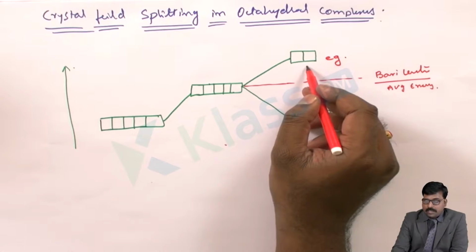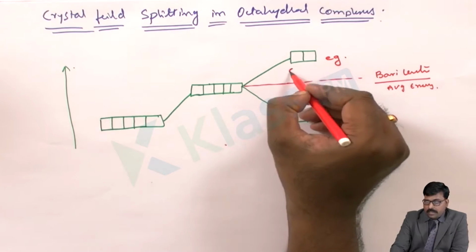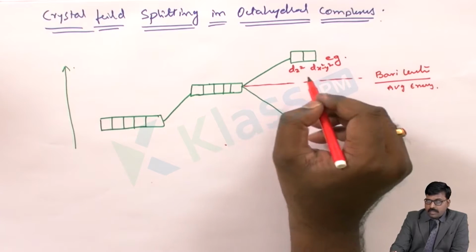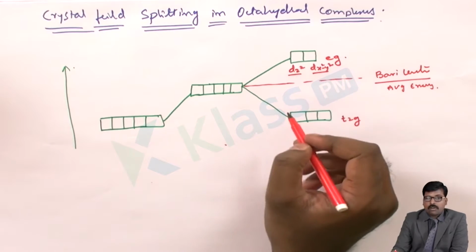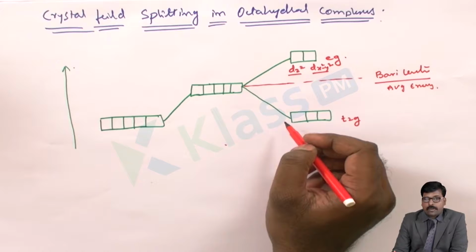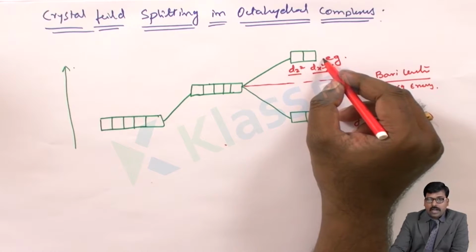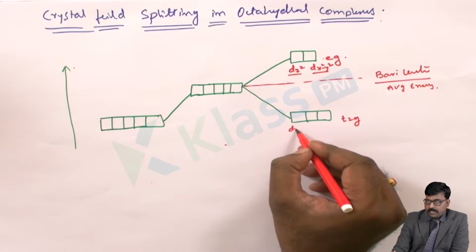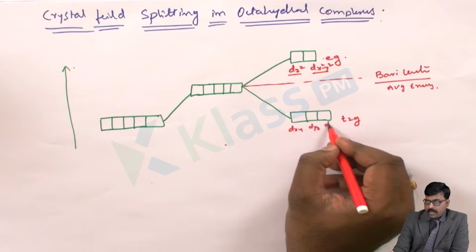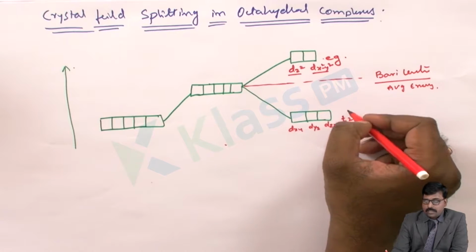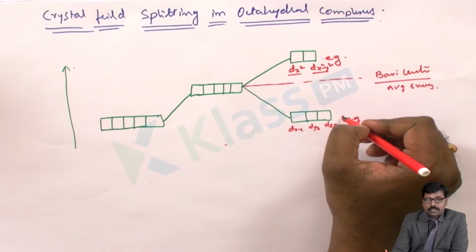So the axial orbitals, that is dz square and dx square minus y square, will exert more energy or more electrostatic force from the ligands. So that is the reason they will show the higher energy level. And dxy, dyz and dzx will show lesser energy because the ligands are not approaching by these non-axial planes.